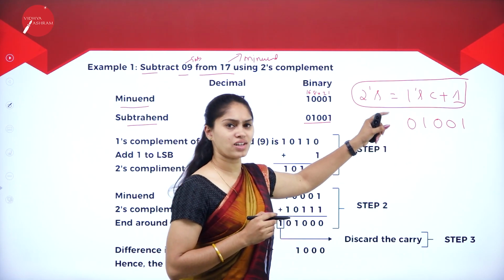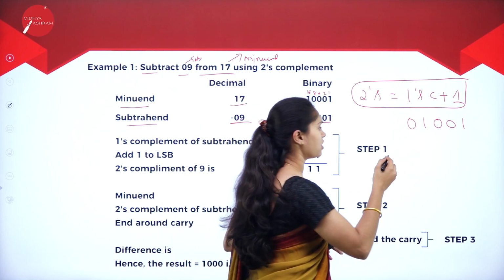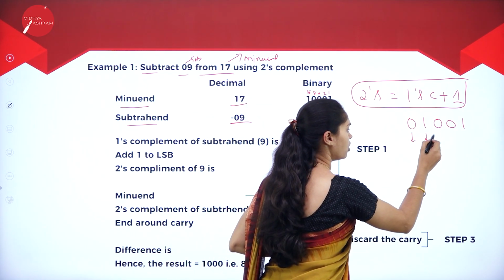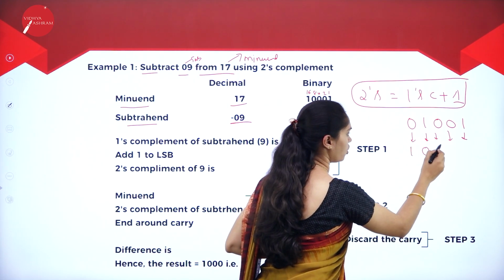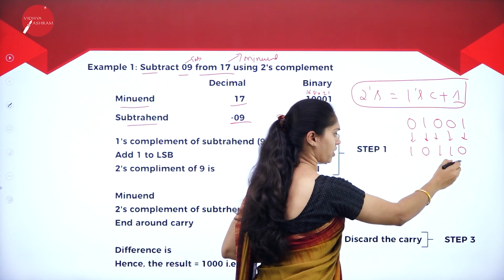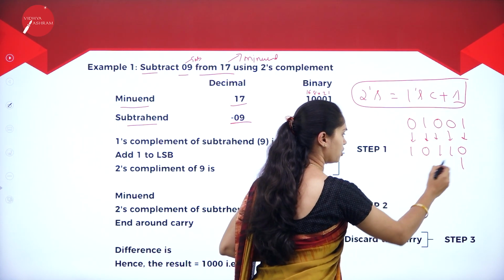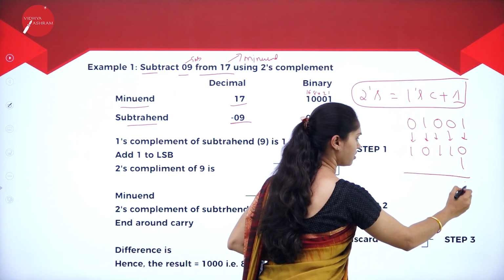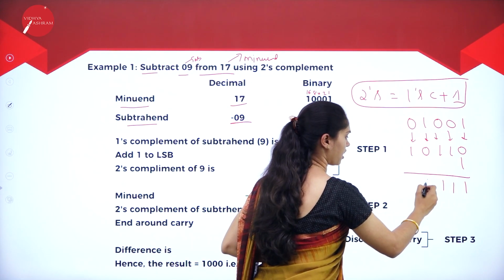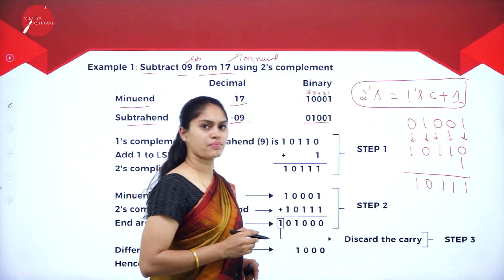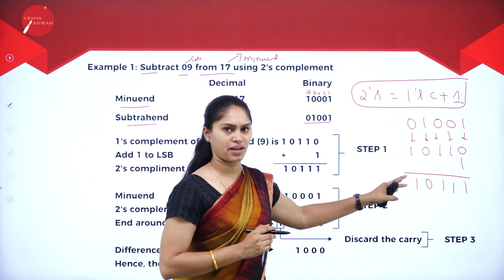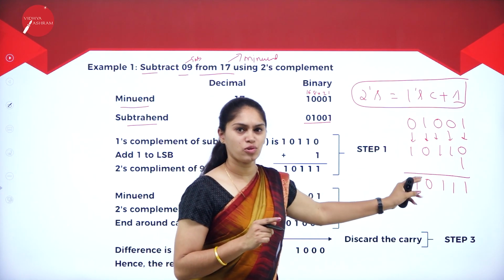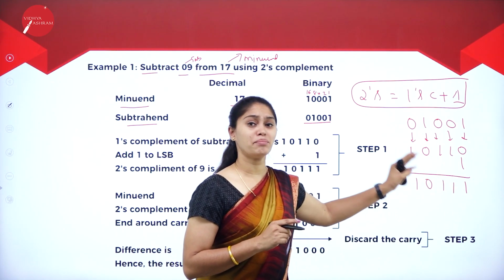So now we have a subtrahend. I have to find the one's complement. So what will it give me? That is 1, 0, 1, 1, 0. This is the one's complement. I have to add 1 to the LSB, 0, 1, 1, and the remaining values will be as they are. This is the value of my two's complemented subtrahend. I have to add this two's complemented subtrahend with the minuend value.